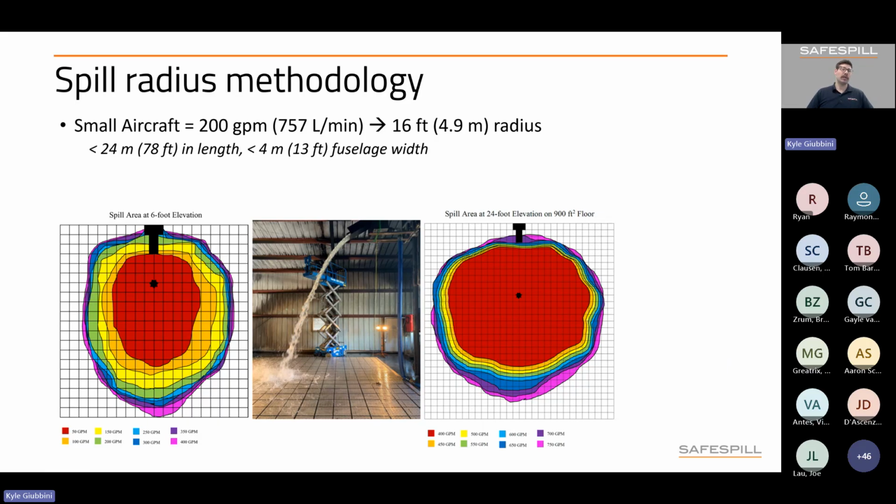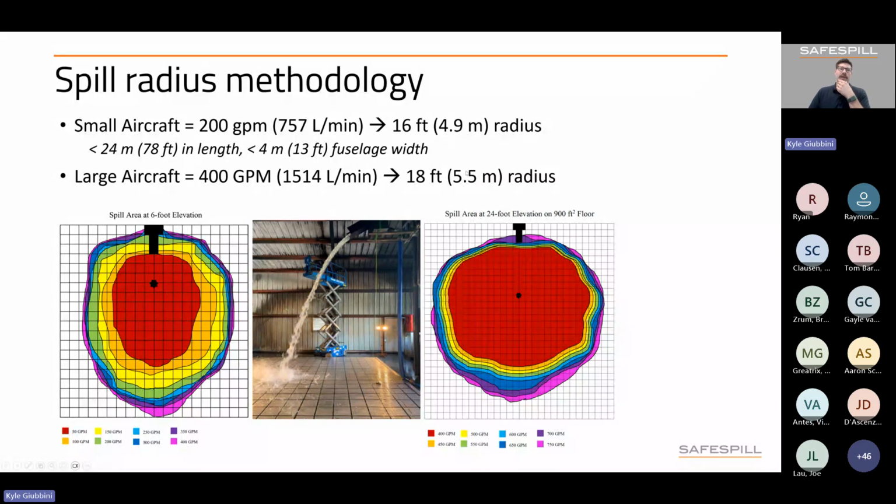NFPA distinguishes between small aircraft and large aircraft. So for small aircraft, that's anything less than 78 feet in length with a fuselage width of less than 13 feet, we want to use a maximum spill rate of 200 gallons per minute. So using our spill maps, we can go to 200 gallons per minute, and we get a spill radius of 16 feet or 4.9 meters. For large aircraft, so that's anything greater than 78 feet in length, greater than 13-foot fuselage width, we use a maximum spill rate of 400 gallons per minute. And this gives us an 18-foot or 5.5 meter radius around those fuel-containing parts of the aircraft.